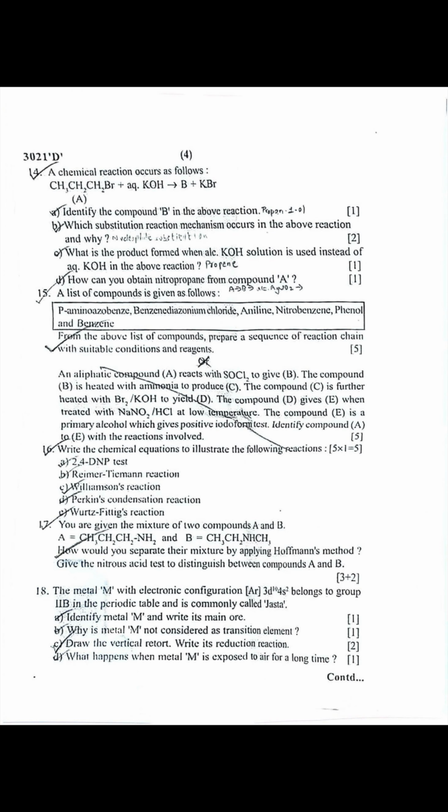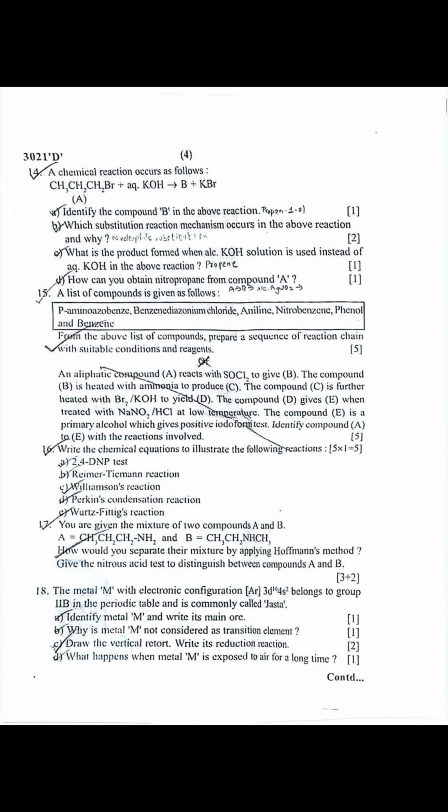Question number 16. Write down the chemical equations to illustrate the following reactions. A. 2,4-DNP test. B. Reimer-Tiemann reaction. C. Williamson synthesis reaction. D. Perkin condensation reaction. E. Wurtz-Fittig reaction. Question number 17. You are given a mixture of two compounds A and B. How would you separate their mixture by applying Hofmann's method? Give the nitrous acid test to distinguish between compounds A and B.